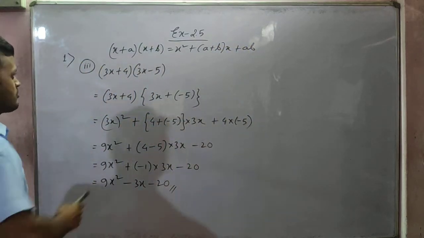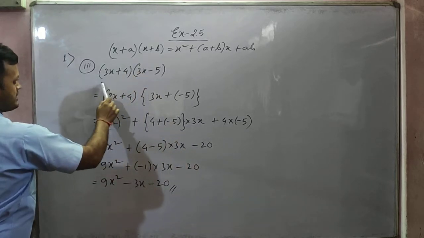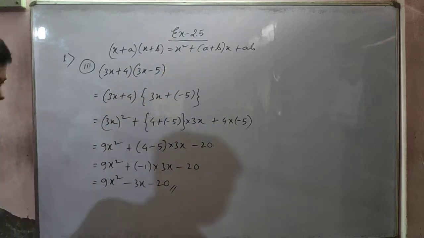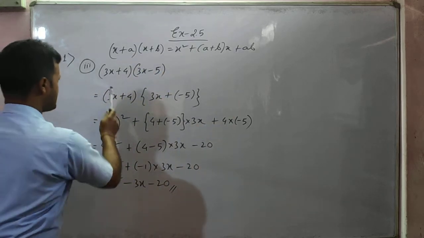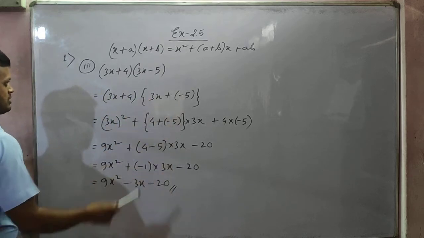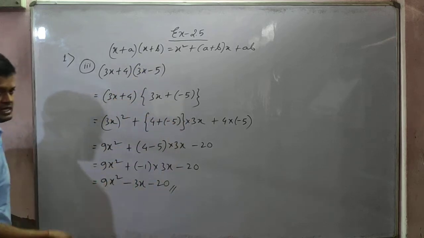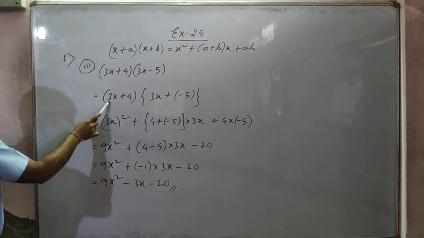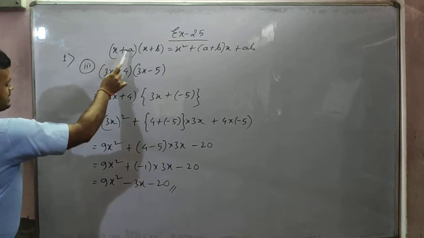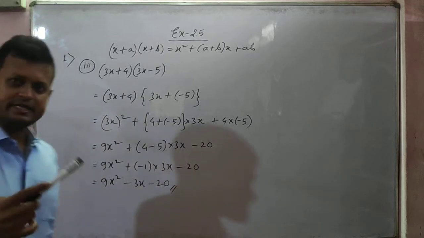I want to use this formula. I want to bring this expression in this form, and after that I want to use this formula. So see here students. 3x plus 4, and 3x plus minus 5. Now we can see x plus a, x plus b. Here 3x, here also 3x. So x and x is there, and here a, and this one is b. So x plus a into x plus b.